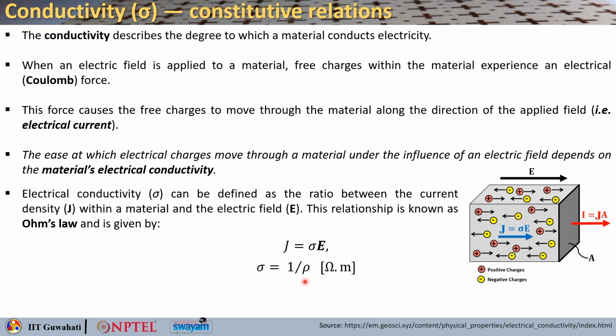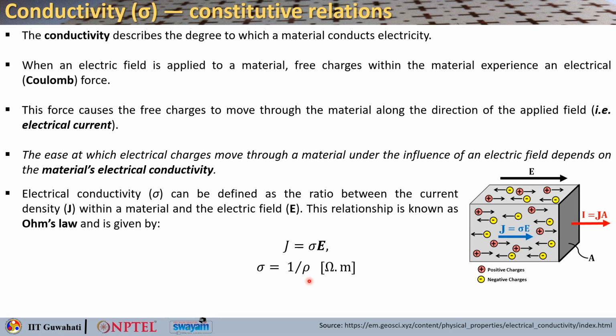So you can correlate this conductivity with the resistivity also. So that's 1 by rho. In many cases the electrical properties of materials are also characterized by their electrical resistivity. So that is why we are showing both here. Conductivity and resistivity are just reciprocals of each other. So that is easy to correlate.